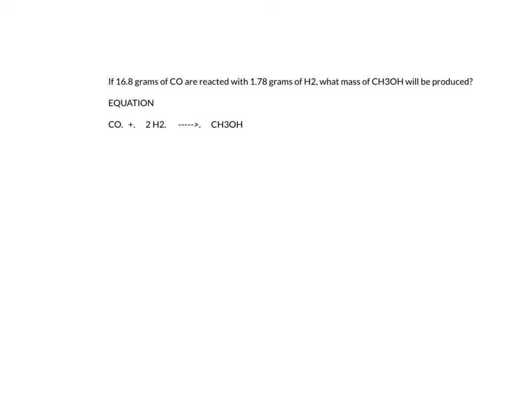The first thing is to realize that it is a limiting reagent problem, and that's because they gave us 16.8 grams of CO and 1.78 grams of H2. Whenever they give you two reactants, that's how you know you have a limiting reagent problem. Also, they're always going to want to know about the product. So our job is to eliminate one of these two, the one that's going to run out first, and then use that one to calculate our product, CH3OH.